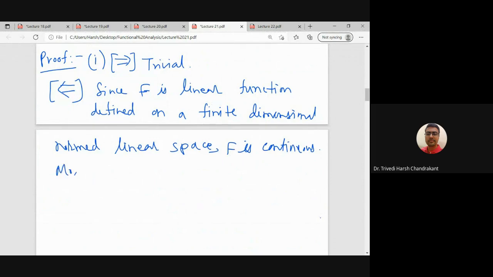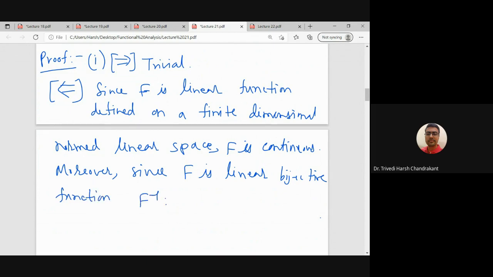So moreover, since f is a linear bijective function, f inverse from Y to X is also a linear function, right? And what can we say about the dimension of Y? Whether Y is finite dimensional or Y is infinite dimensional?